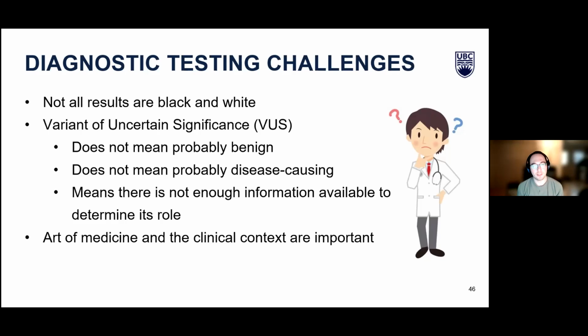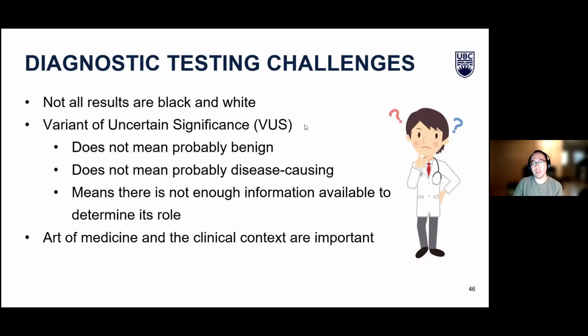So diagnostic testing has a lot of challenges associated with it. I know throughout this talk, I've tried to make things quite simple and straightforward, or as straightforward as I can make it. But there's a lot of gray area. So the results of diagnostic testing is not black and white. One component of this that can be problematic is what we call a variant of uncertain significance.